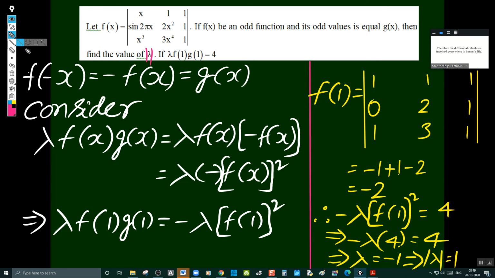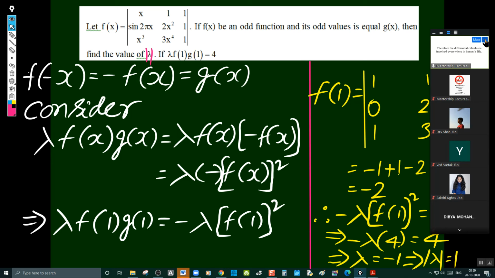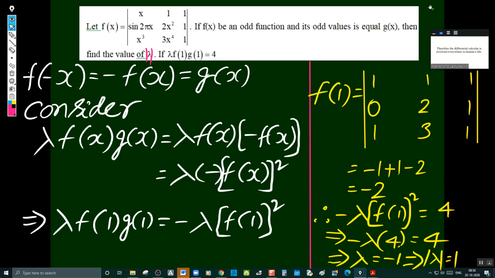Sir, what Dhananjay is saying, I guess it is like either lambda will be -1 or 1, because the relation of f of x and g of x is negative. So 4 will come only from 2 into 2, and then its minus lambda will be -1, otherwise +1. Dhananjay is saying something. Yes sir. Okay, that is your logic.